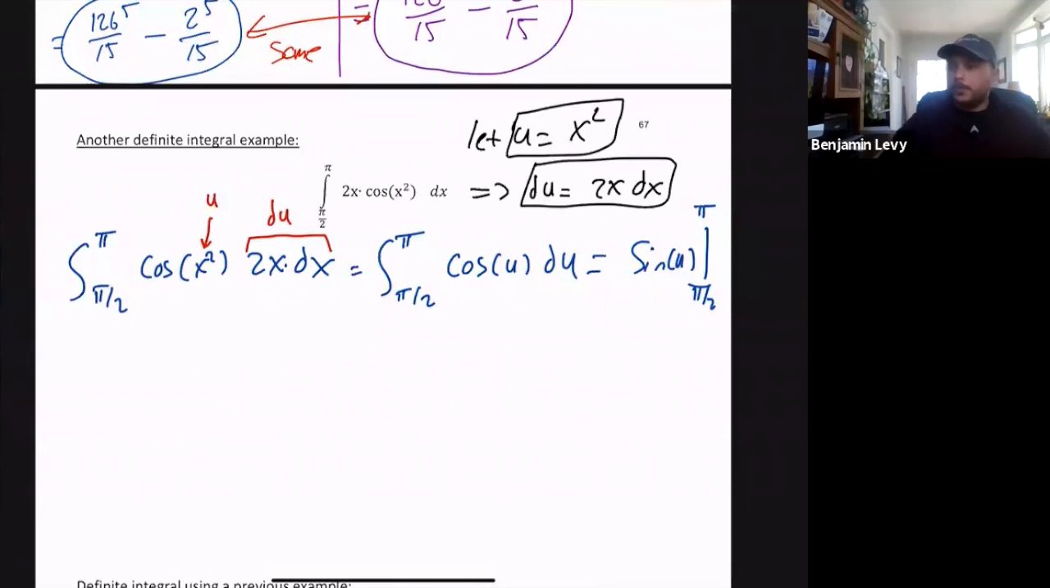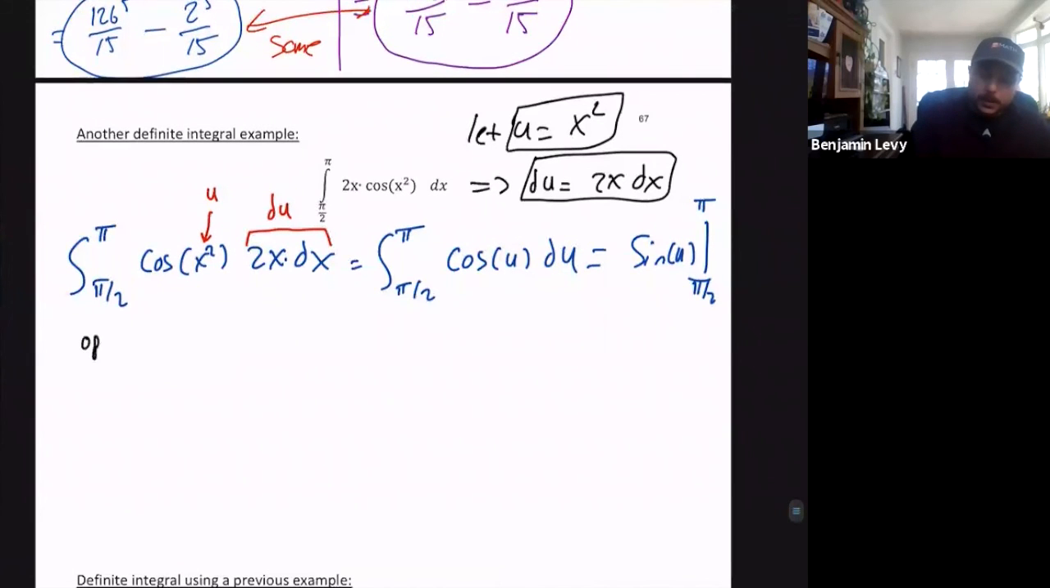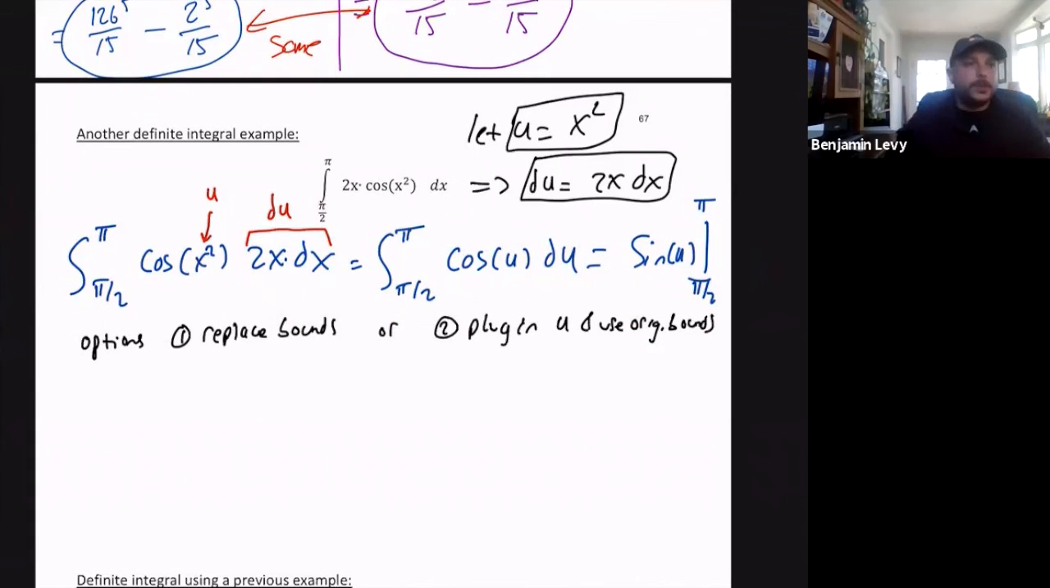And so then, remember what I just mentioned a second ago, you have two options. You can either replace the bounds and not plug u back in, or plug in u and use the original bounds. You've seen a couple of examples of both of those things. In the interest of space and time here, we'll just do one on this one and one on the next one.